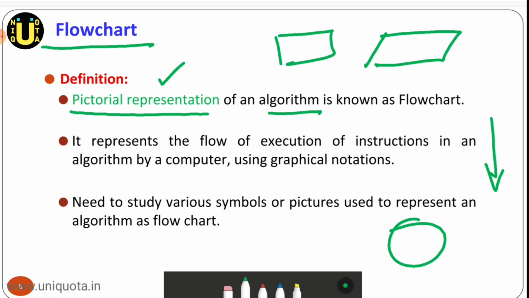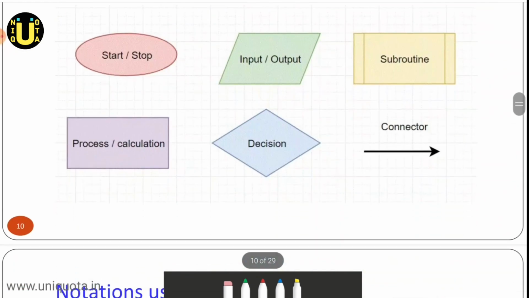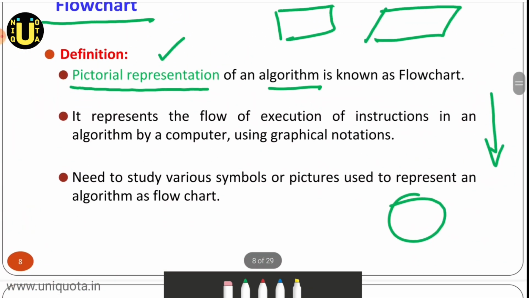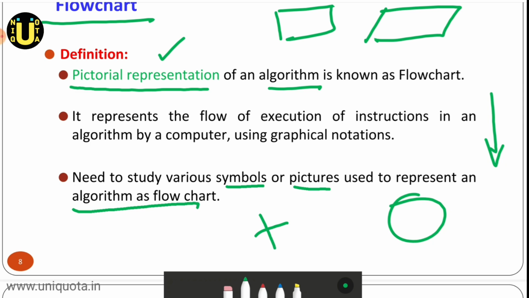So that I'll explain in the next slides. You can see here we have those. Coming to the definition, the third point I'll tell you. We need to study the various symbols or pictures used to represent an algorithm as a flowchart. You have to study the symbols, just like the plus symbol denotes positive and the minus symbol denotes negative. Here the rectangle denotes different things, this denotes input output, like that. I'll explain it in the next slides.